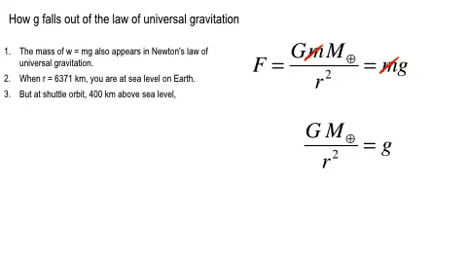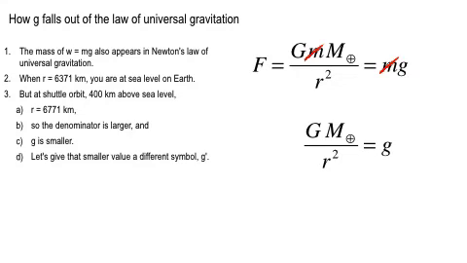Now, at shuttle orbit, you're up at 400 kilometers above sea level, low Earth orbit. So you're talking R = 6771. All right. And so what that means is your denominator, R squared, is going to be larger, and g up there is going to be smaller. Now, let's give it a different symbol. So let's say that out on orbit, the acceleration symbol is g prime, not g.